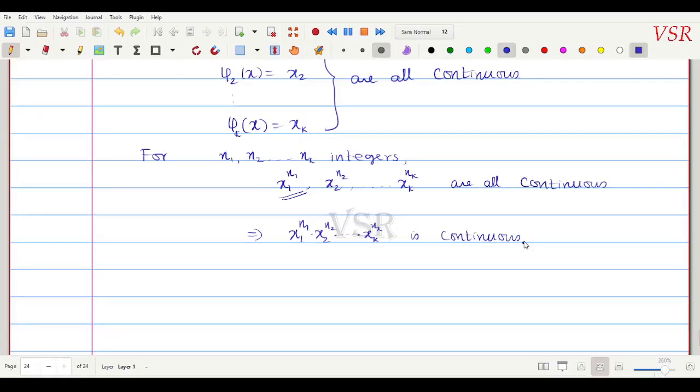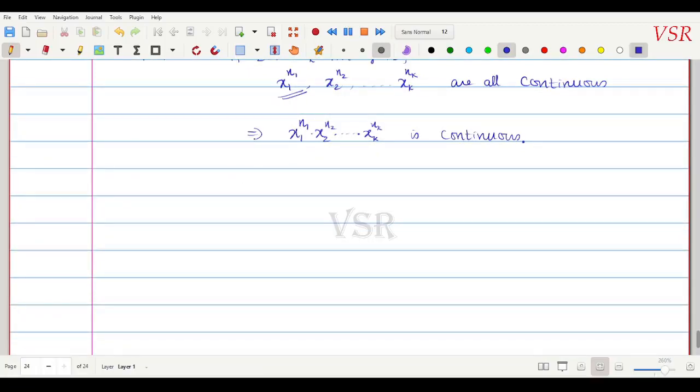Okay, so this implies that I also multiply it by a constant. I call this constant C of n1, n2, nk, since it depends entirely on n1, n2, nk. So the constant times x1 to the power n1, x2 to the power n2, xk to the power nk is continuous for any constant C of n1, n2, nk. When we multiply by this constant, what do we get?